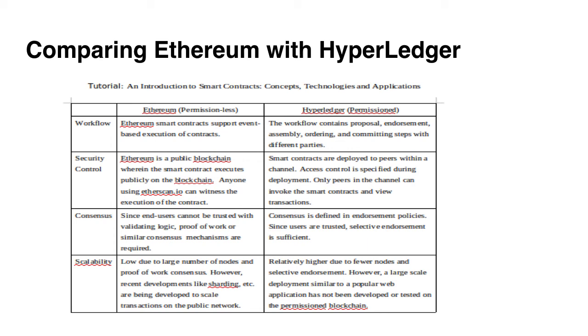With respect to scalability, this is very low for Ethereum due to a large number of nodes and proof of work consensus. However, recent developments like sharding, etc., are being developed to scale transactions on the public network. Relatively higher for Hyperledger, it's relatively higher. The scalability is higher because you have only a few nodes, and these are basically selected companies or firms who actually control the execution environment. However, large scale deployments, similar to the popular Ethereum based applications, have not been developed with respect to Hyperledger, because it's a permissioned blockchain.